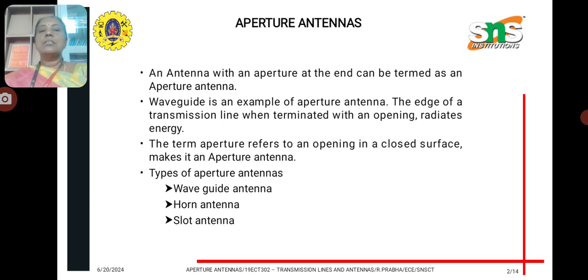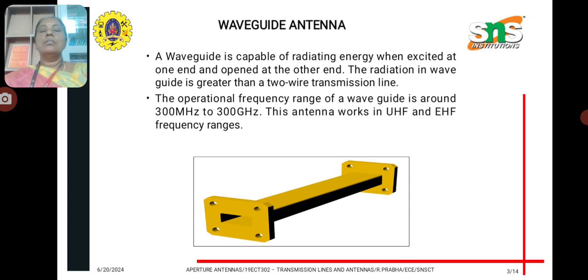There are various types of aperture antennas. One is the waveguide antenna, the horn antenna and the slot antenna. Now the waveguide antenna: a waveguide is capable of radiating energy when excited at one end and open at the other end. The radiation in a waveguide is greater than a two-wire transmission line. The operational frequency range of a waveguide is around 300 MHz to 300 GHz, and the antenna works in ultra high frequency and extended high frequency ranges.